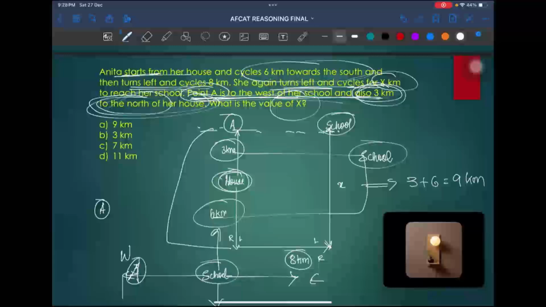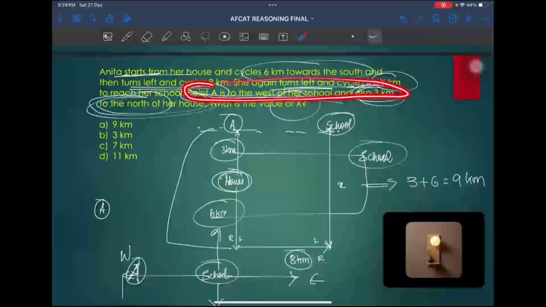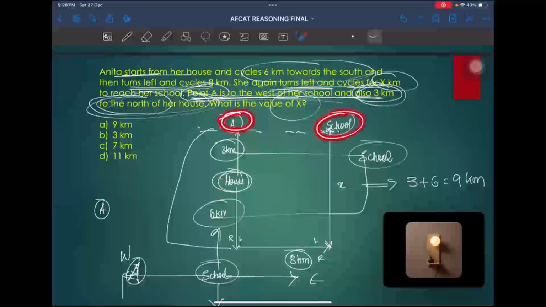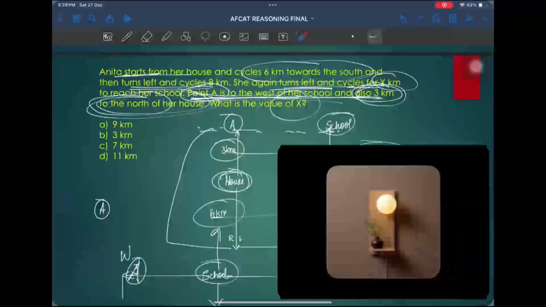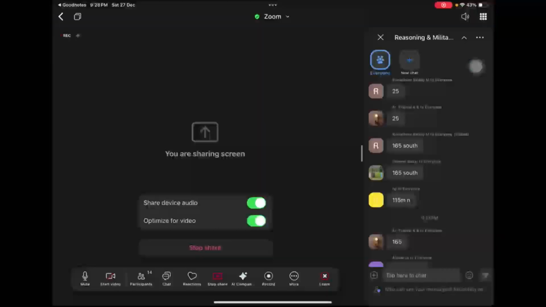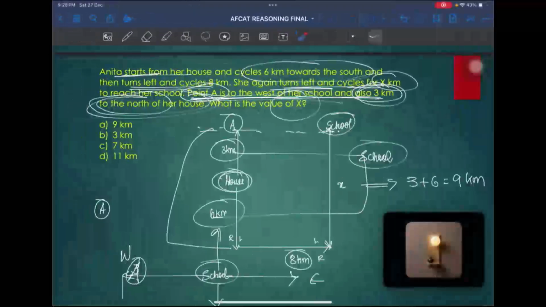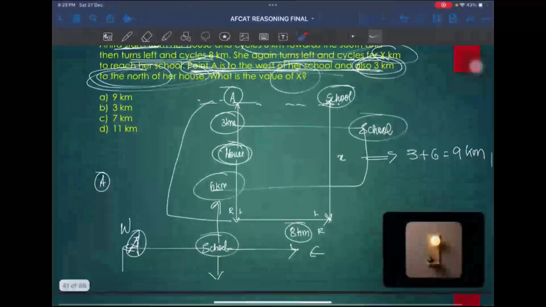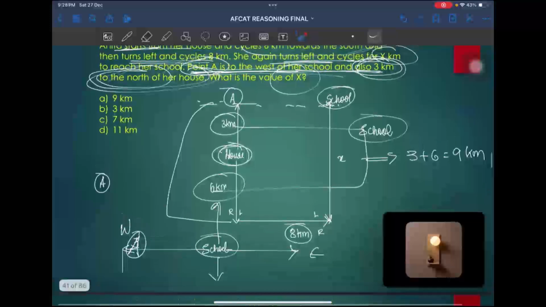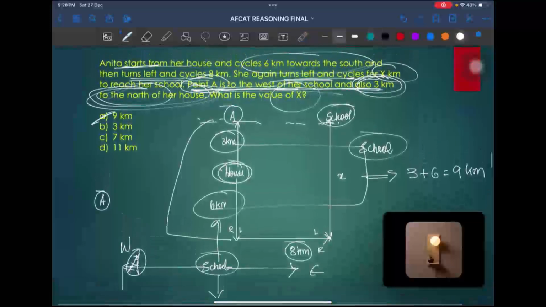Now is it fine? Just by reading this line, which says point A is to the west of our school, you will come to a conclusion. Where is point A? Where is school? What is the position of x? Okay, I guess now you got it. Can we move on to the next question? So option A will be the correct answer.